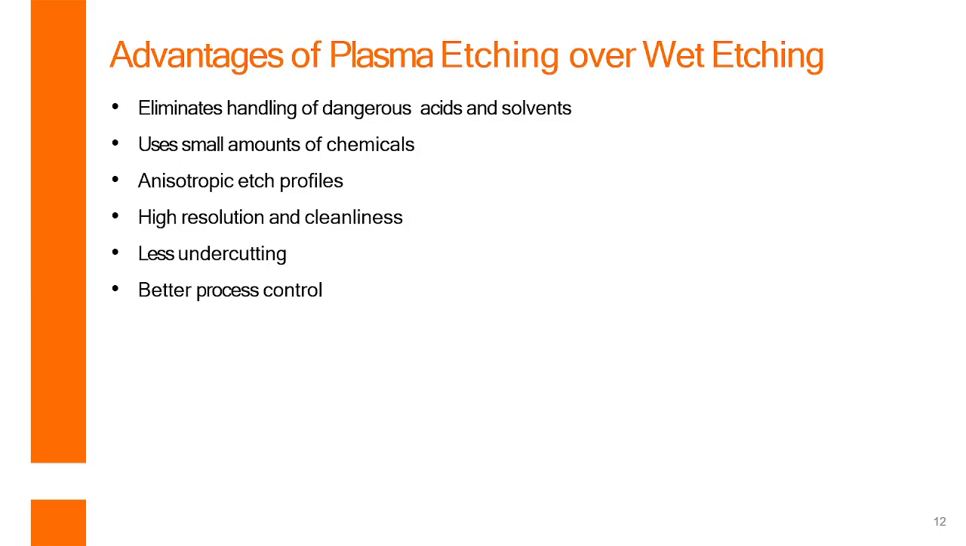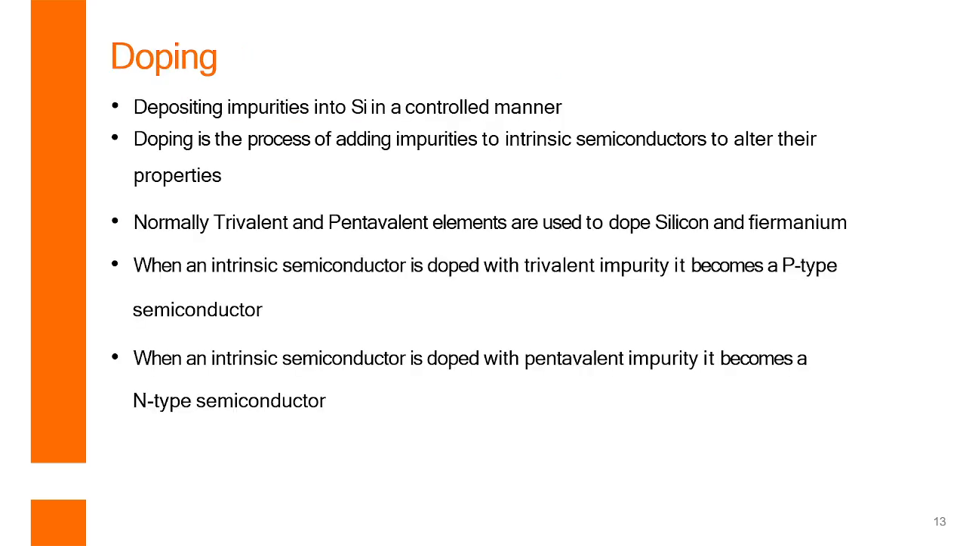So what are the advantages of plasma etching over wet etching? It eliminates the handling of dangerous acids or solvents. We are not using acids or solvents. We use a small amount of chemicals, and it gives an anisotropic etch profile, high resolution, less undercutting, and better process control. These are the advantages of plasma etching. Just try to know about plasma etching.